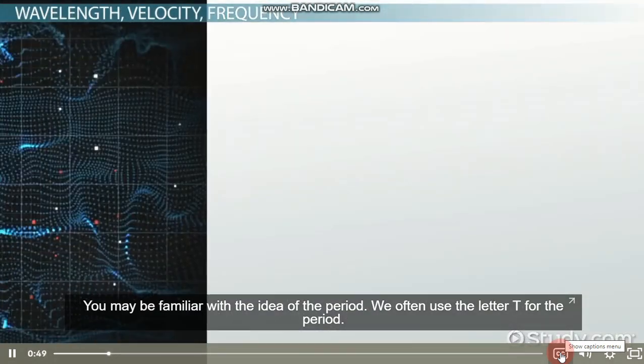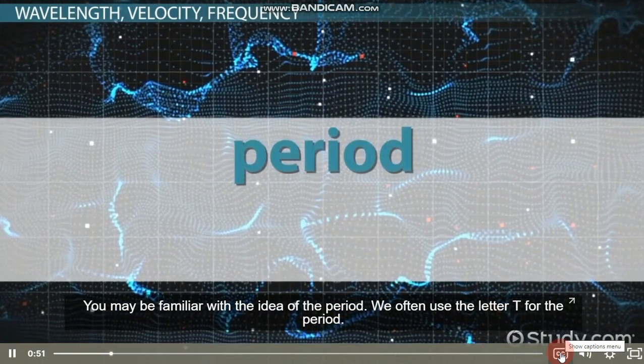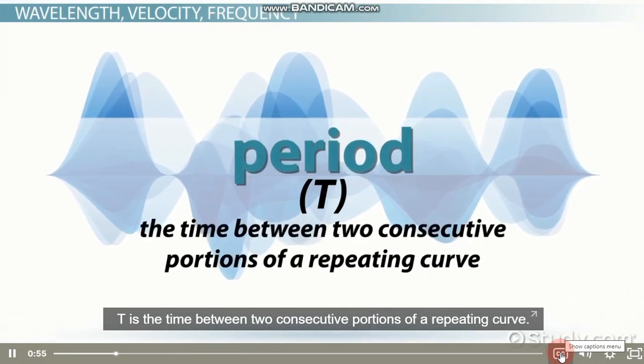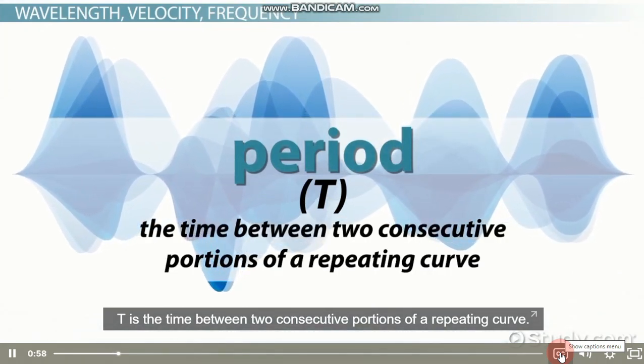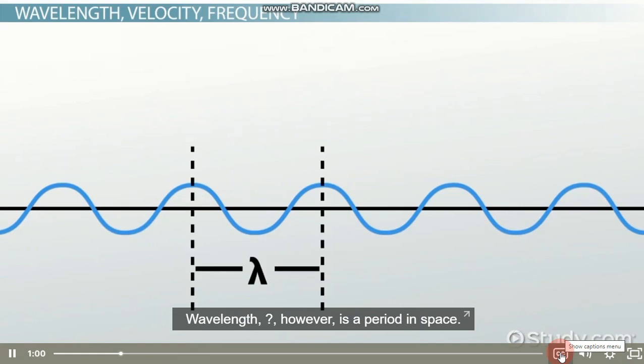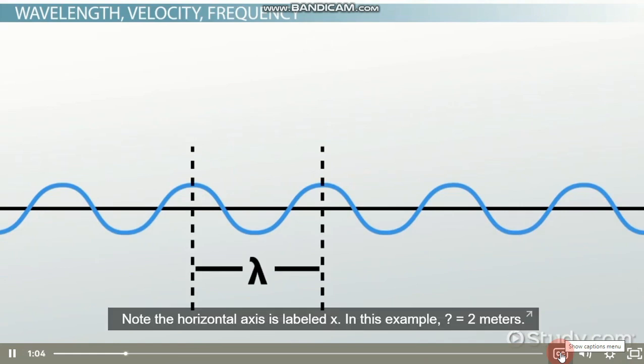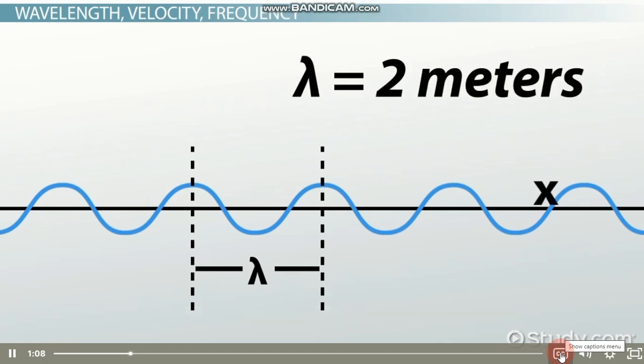You may be familiar with the idea of the period. We often use the letter T for the period. T is the time between two consecutive portions of a repeating curve. Wavelength, however, is a period in space. Note the horizontal axis is labeled x. In this example, wavelength equals 2 meters.